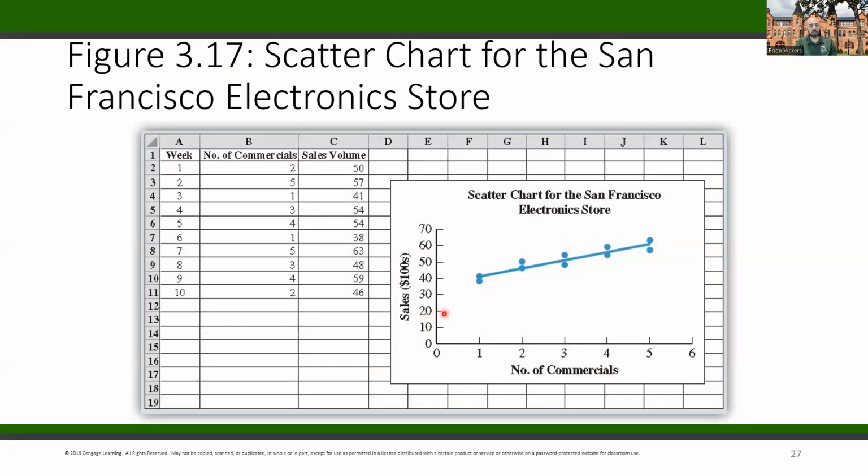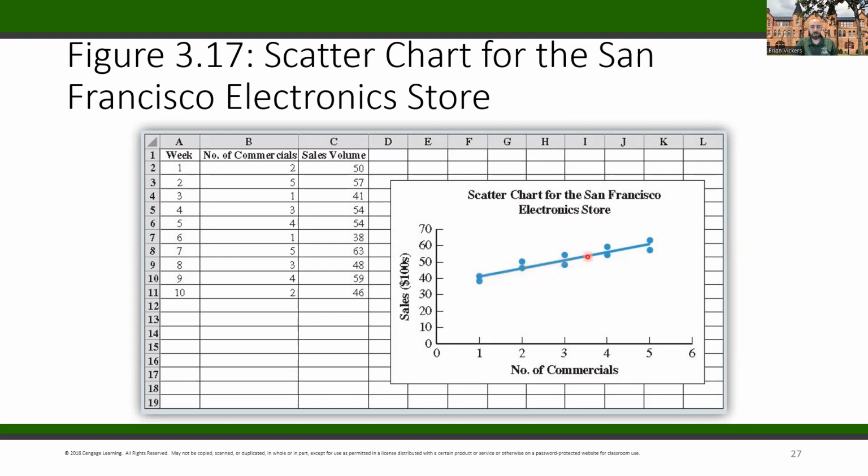But we could see where week 1, if we ran 2 commercials, we had 50,000 in sales, or 5. Very confusing when it's 50 and hundreds. They should have just done this in thousands and said 5 and then 5.7. So 50, 100 would be 5,000. 5,000 in sales, and then if we ran 1 commercial, 4,100 in sales, and so on.